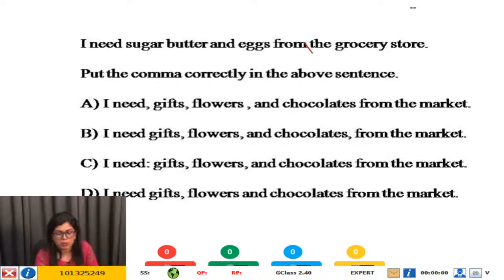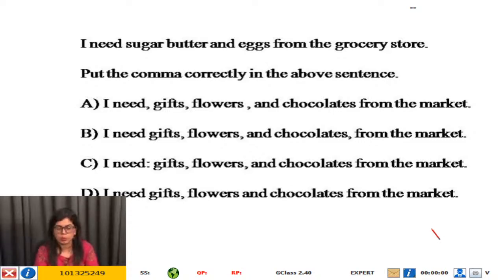Okay, students, your time is up and the correct answer for this sentence is the correct way we have used the comma in the sentence. So option number 4 is the correct answer. Okay, now let's move on to the next part.